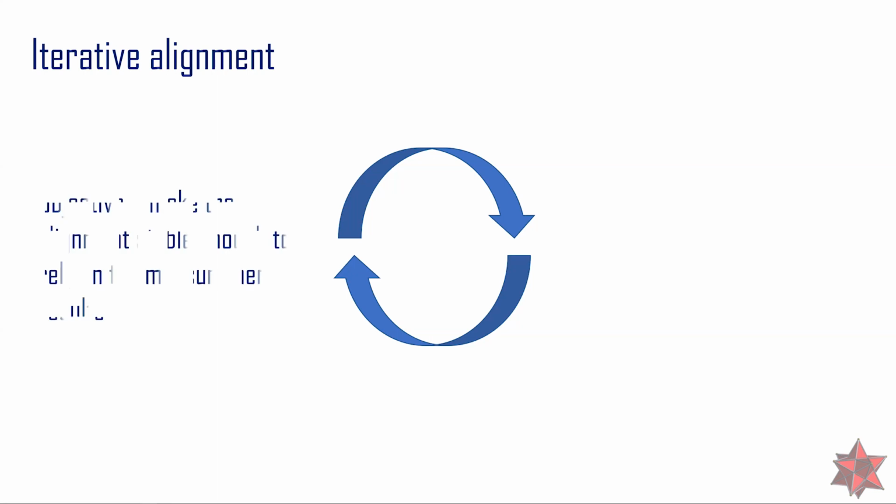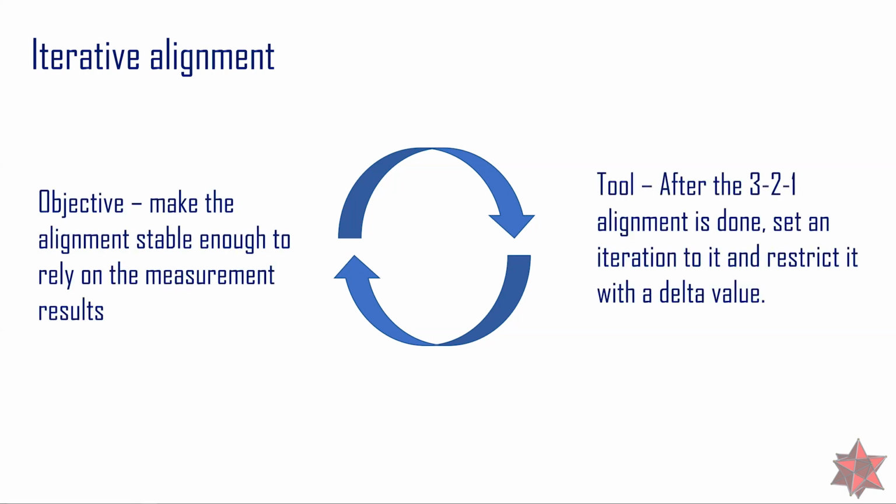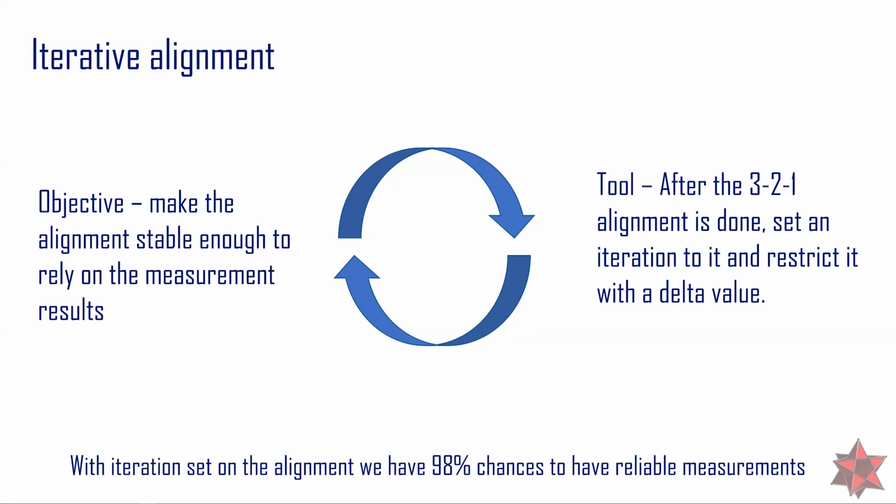We must first remember 3 to 1 alignments, or RPS alignments, because they are the perfect fit for the reason we have to use iterative alignments. Our objective is to make our alignment stable enough to rely on the measurement results. The tool after we make the 3 to 1 alignment is to set the iteration and to restrict it with a delta value. With this iteration, we have 98% chances to have reliable measurements.